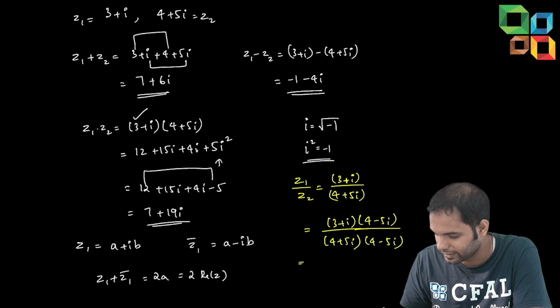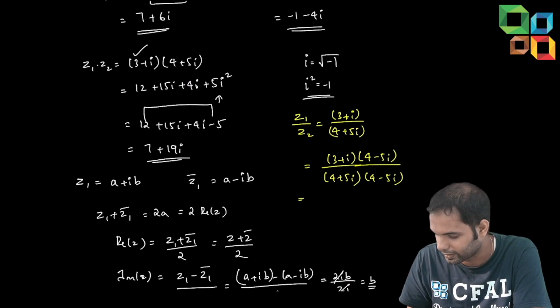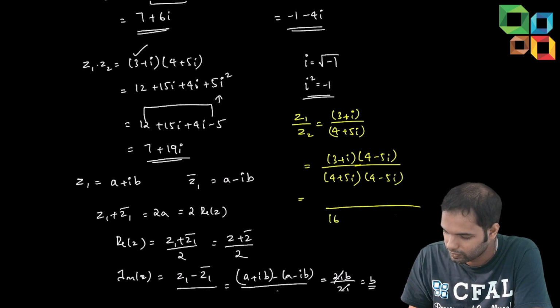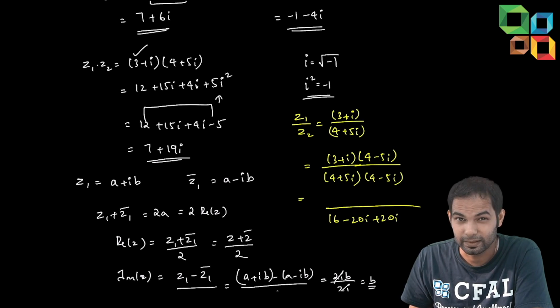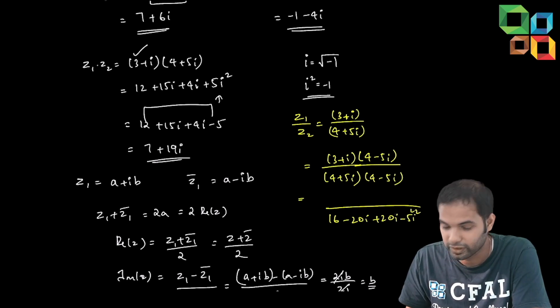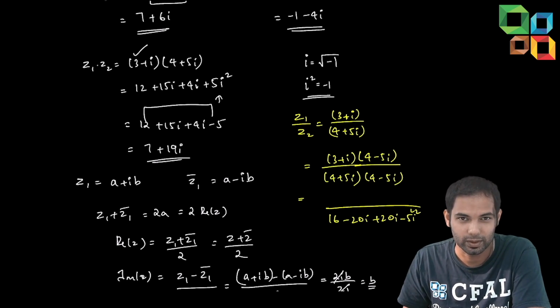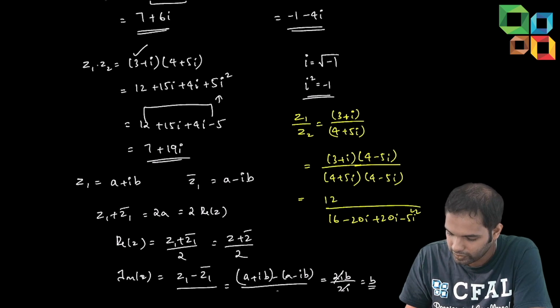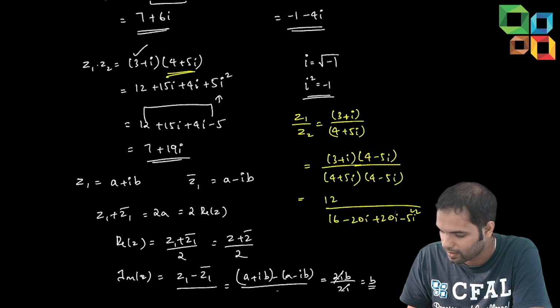Let's calculate the denominator first. It is 4 into 4, which is 16. 4 into minus 5i, minus 20i. 5i into 4 is plus 20i. 5i into minus 5i is minus 5 square into i square. For the numerator, we can simply do the multiplication. We have already done it, no, we have done it for the plus side, sorry. So it's 12 plus 4i.